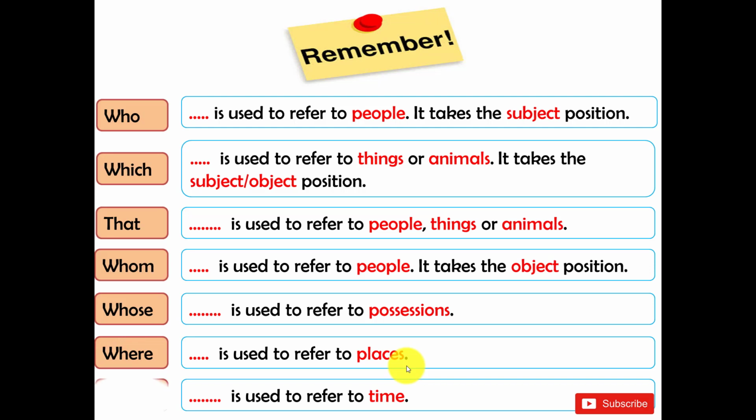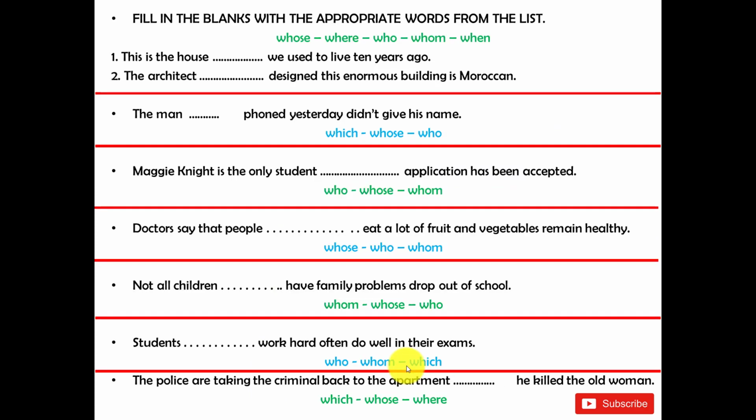Okay, here we have some exercises, and these exercises I have taken from the previous national exams. Pause the video for a couple of minutes. Once you are done, go back to check the correction. So you fill in the blanks with appropriate words from the list: whose, where, who, whom, and when.